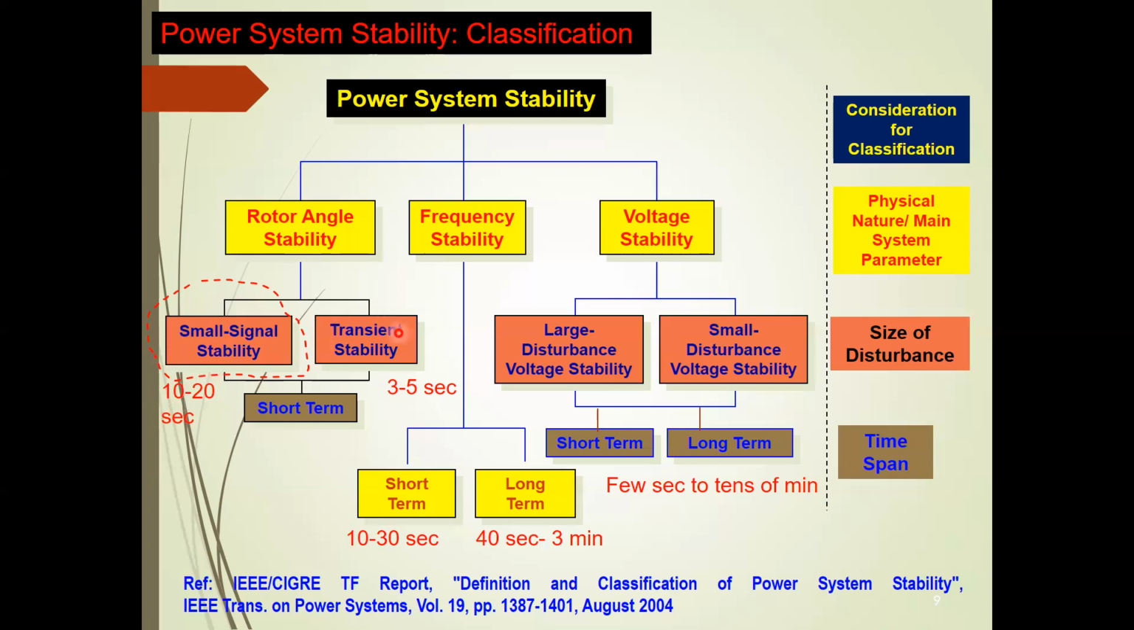But transient stability is for a larger disturbance, and the time duration for analysis is just 3 to 5 seconds only. Because of the large transient disturbance, the dynamic variation of rotor angle could be much more, and thus it is more important to analyze system stability over a smaller time duration. Both small signal and transient stability in respect to rotor angle stability fall under short-term stability analysis.